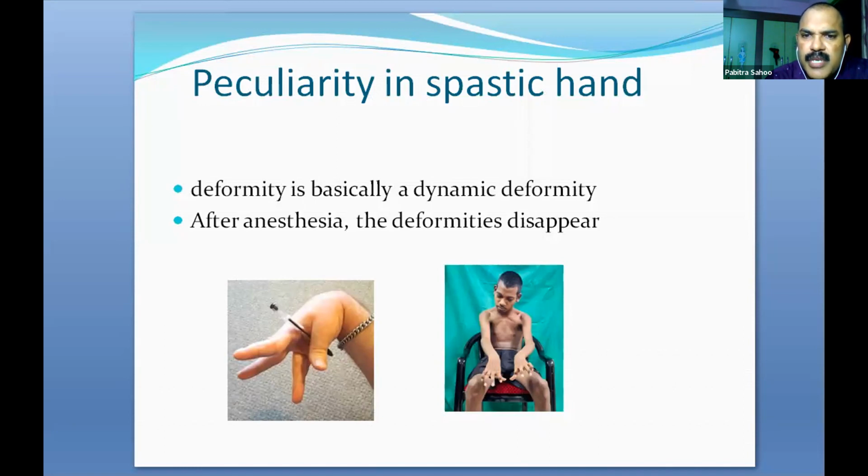And here the deformity is basically a dynamic deformity, whereas in flaccid type paralysis, it is a static deformity, there is static contracture. And unless you have properly evaluated before planning any surgery or before taking the OT, you will land in problems, because most of the deformities disappear after anesthesia. So a proper assessment, a good evaluation, will help you in managing the upper limb in several parts.